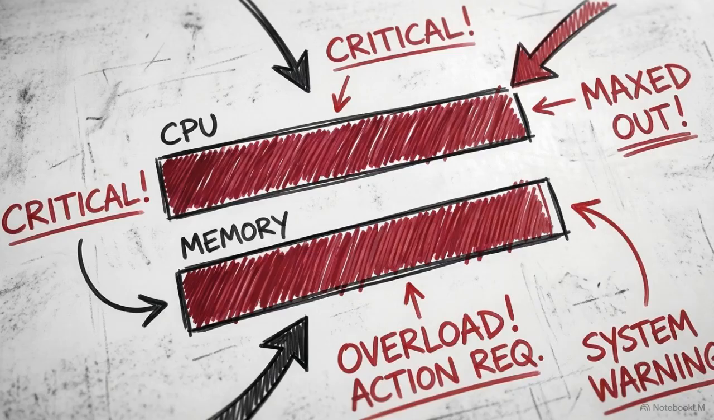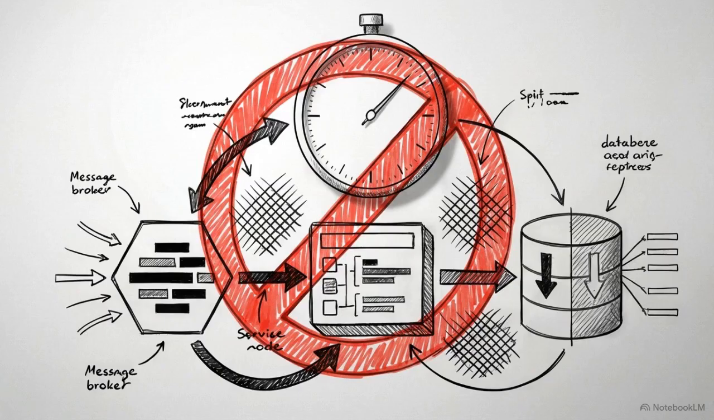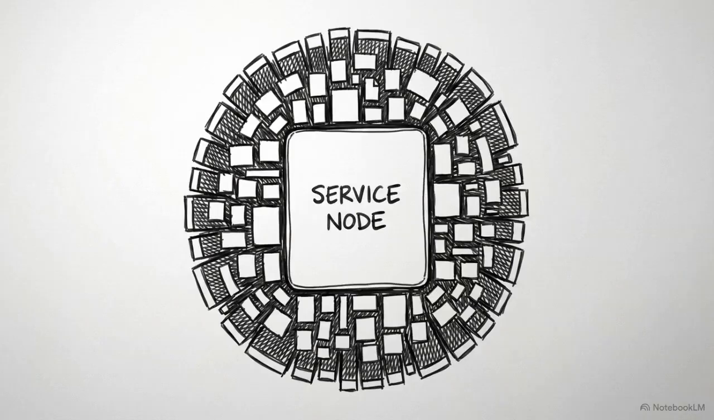To prevent local replicas from crashing, all queries require strict index optimization, and unbounded queries must be prohibited. Speed relies on data proximity. High-performance services eliminate network latency by bringing the required data directly into their local execution context.